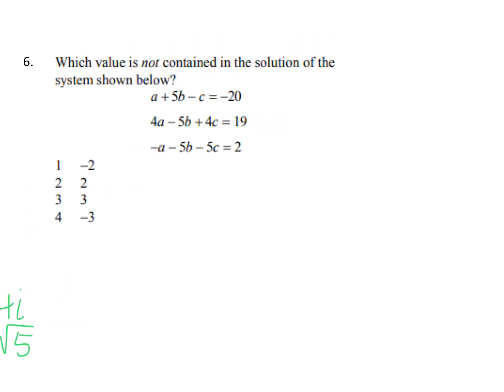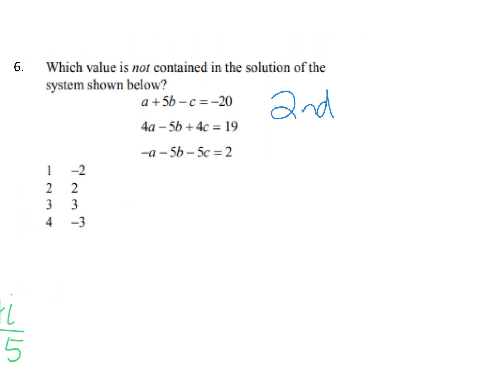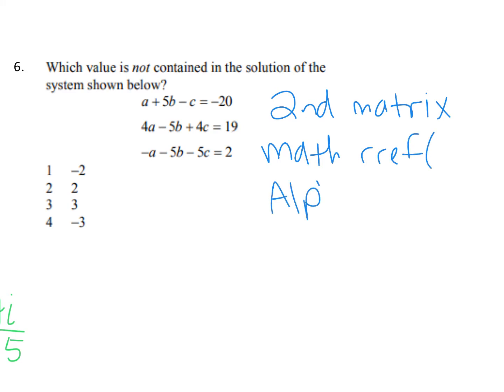To do this one, you're going to have to go to your calculator and press second, matrix button. Then once you're in matrix, you're going to hit math, and you're going to scroll to find RREF. That's going to pop up on your calculator, and then you're going to hit alpha zoom. And you're going to type all the coefficients in.